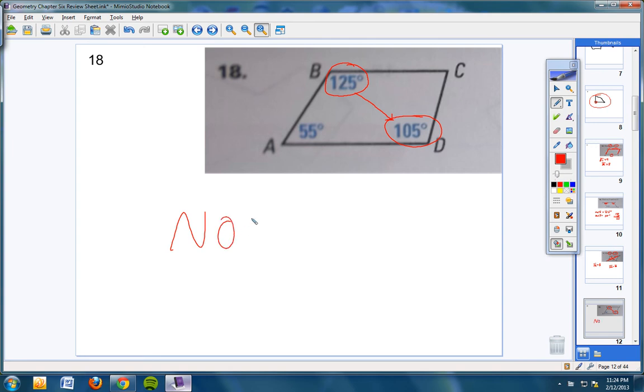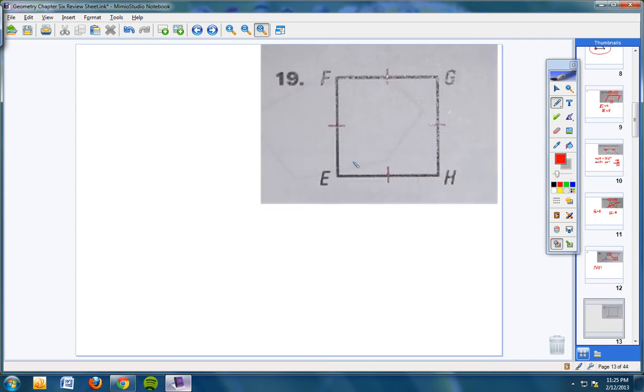No. And on the test, I'll probably try to do this. I'll probably give you every picture looking like a parallelogram. But what I'll do is I'll put 130 degrees here, and down here I'll put 125. Don't go by what the picture looks like. Go by the facts you have in front of you, okay? So as soon as you see that we have angles here that are not congruent, no, not a parallelogram. A parallelogram has opposite sides congruent, opposite angles congruent. All right, now let's take a look at number 19.